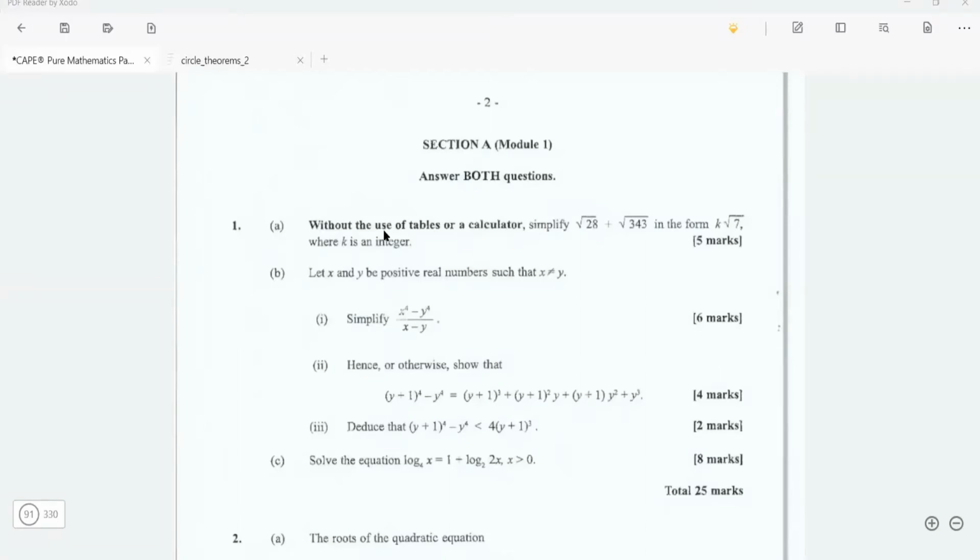It says, without the use of tables or calculator, simplify the root of 28 plus the root of 343 in the form k root 7, where k is an integer. That's a whole 5 marks. So let's break down that one really quickly. It gives us the root of 28 plus the root of 343, and we're set to simplify this in the form k root 7.